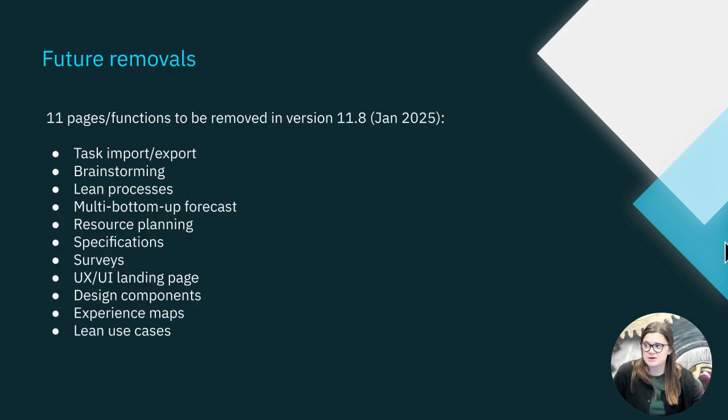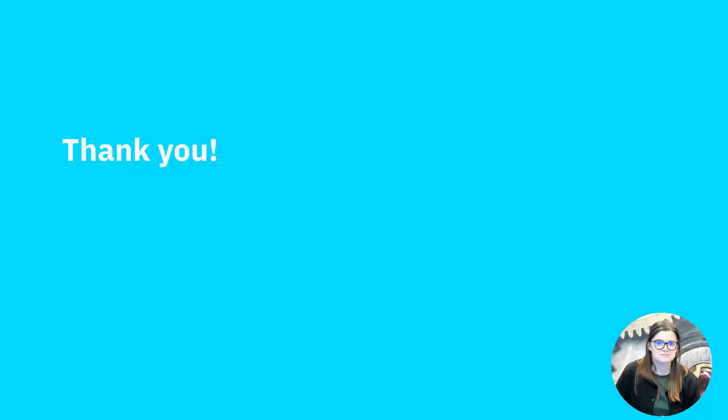And lastly, Atlassian also announced that 11 pages and functions listed on the slide will be removed with version 11.8. This is scheduled for January of 2025. Again, if you are utilizing this functionality, do be sure to take any action needed to archive any data that you need to keep. And Atlassian is working on this streamlining process so that their team is able to better focus on defects for heavily used modules, as well as shipping enhancements to Jira Align more quickly.